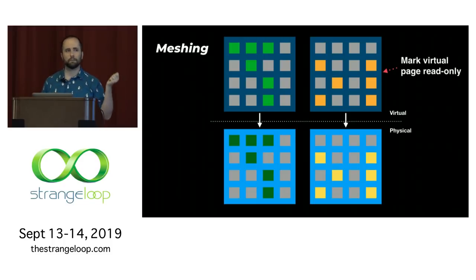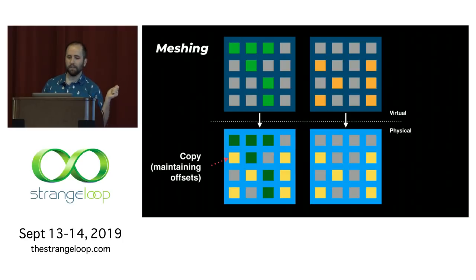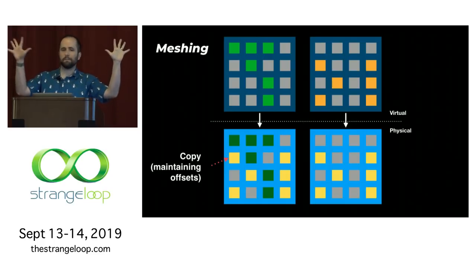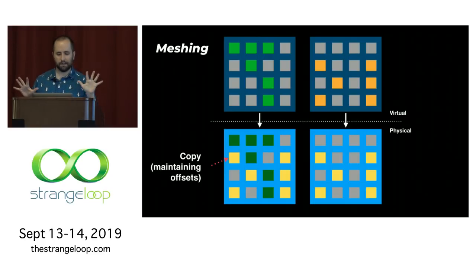So the first thing we do to provide compaction is we mark one of these pages as read-only. And this prevents concurrent writes to objects while we're performing meshing. The next is that we copy objects from one physical page to the other while maintaining the object offsets from the start of the page. So if we have some objects on the left and we have some objects on the right, because none of these object offsets overlap, we can sort of mesh them together, right? And maintain their relative positions here.